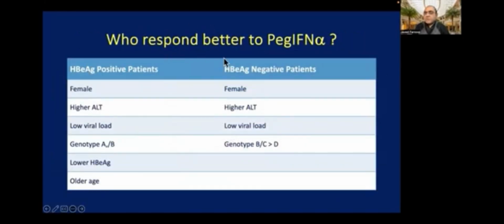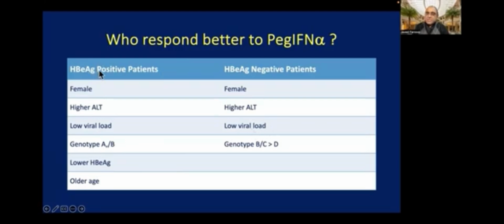Who responds better to pegylated interferon? Our lady is HBe antigen negative. For an HBe antigen negative patient, if the patient is female, with higher ALT, low viral load, and genotype B or C, which are better than D. We didn't check the genotype here, but it was a female patient. ALT is more than 2 times normal, and the viral load is relatively low.